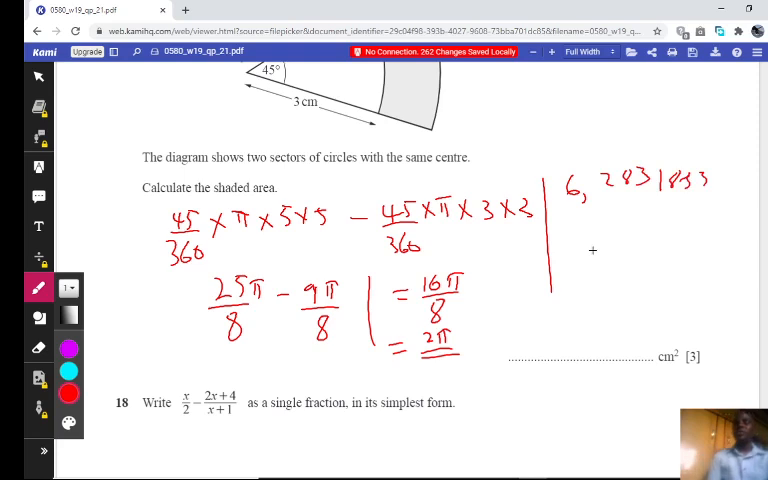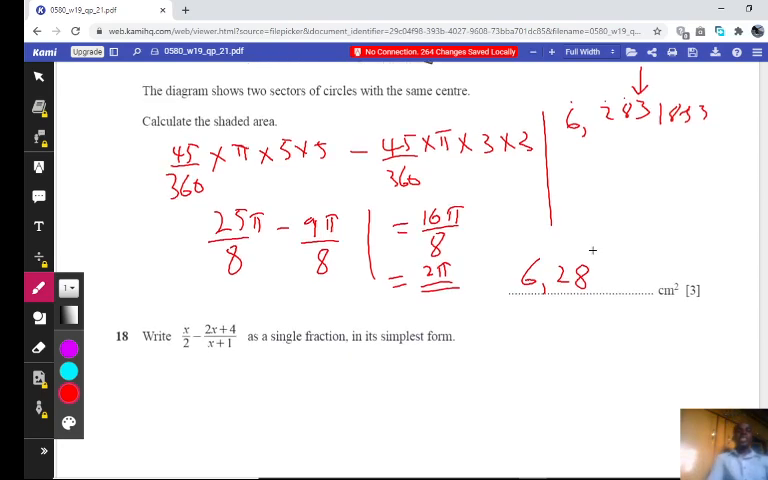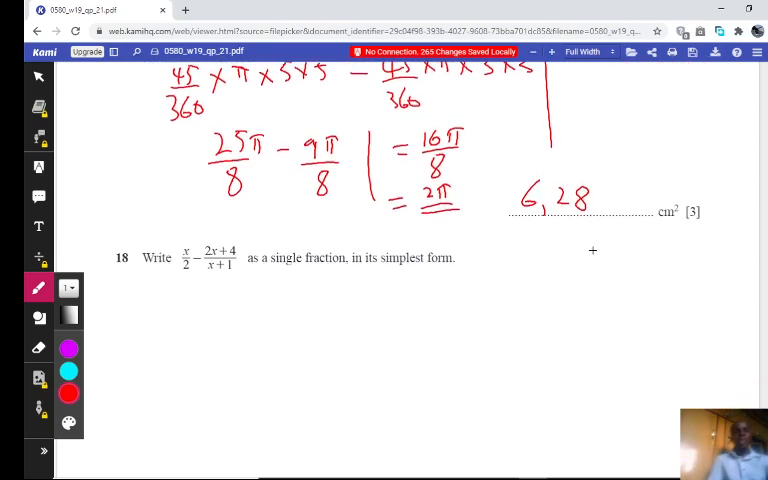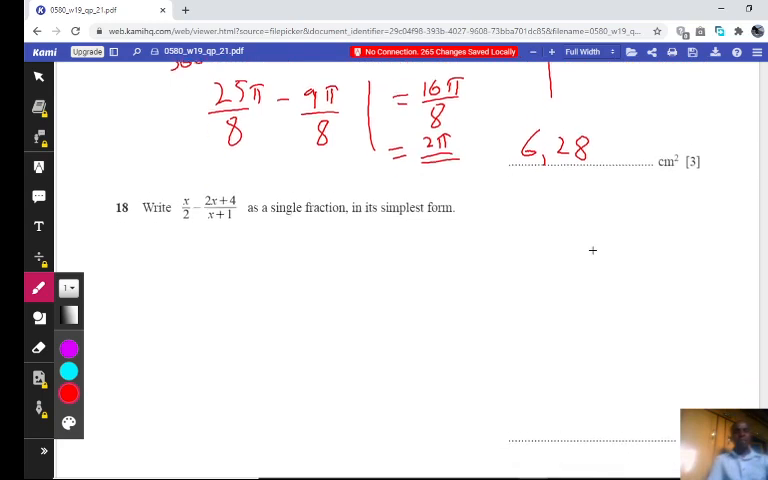6.2831853. But based on our instruction, you are supposed to leave this answer to 3 significant figures if it is decimals like this. So 3 significant figures, you say 1, 2, 3, you look at this number here. So 3 is below 5, so you don't add anything. So your final answer will be 6.28 square centimeters. You're done. Next, question number 18.